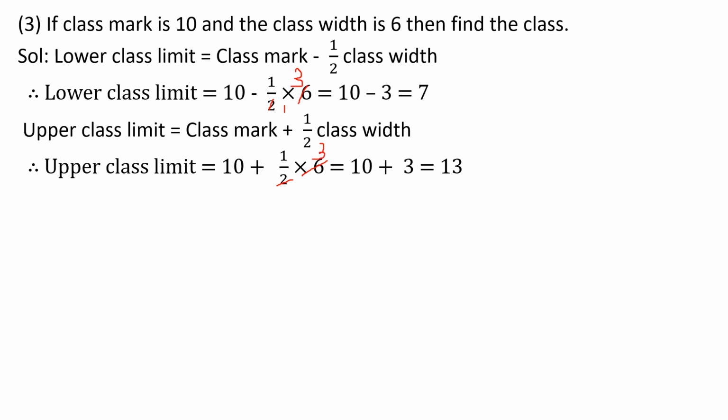So you got both the limits, that is the upper class limit and the lower class limit. So we'll frame the class. Therefore, class equals 7 to 13. Okay students, moving to the fourth one.